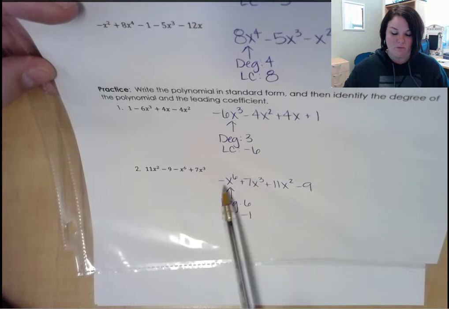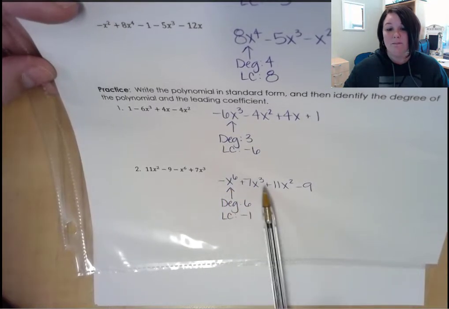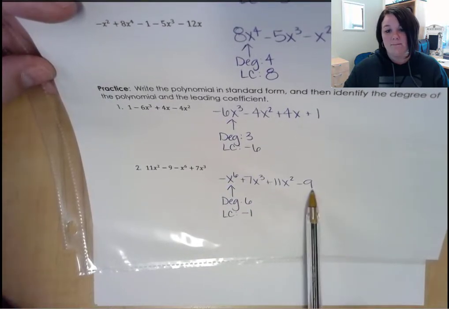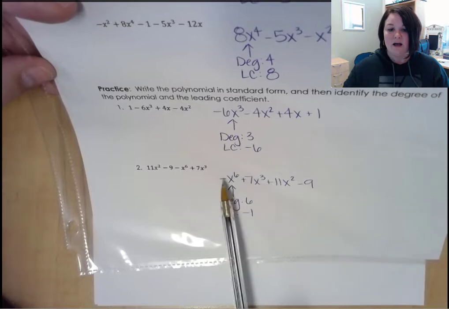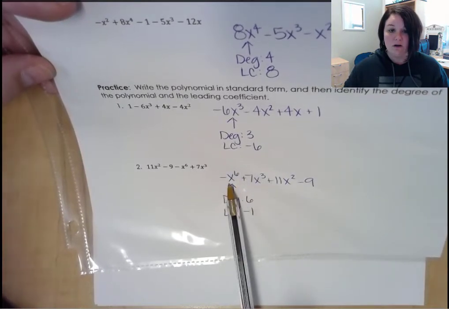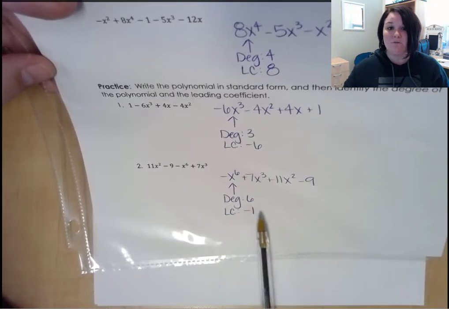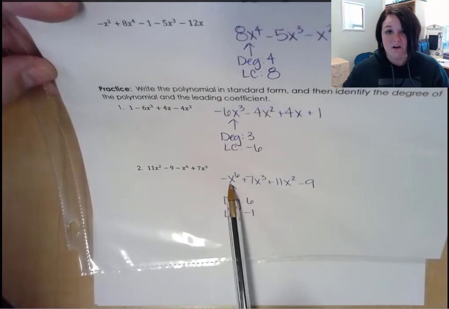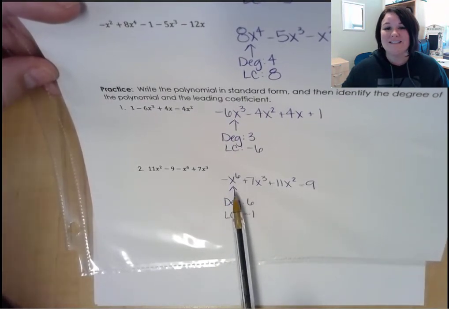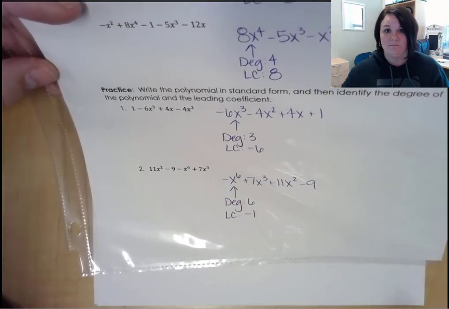On number 2, when we write it in the correct order, we should get negative x to the 6th plus 7x cubed plus 11x squared minus 9, okay? So our highest degree term would be negative x to the 6th power, and that means our degree is 6, and our leading coefficient here is a negative 1. Now notice there's not a 1 written there, but if there's no number written in front of a variable, it's an implied 1. And since there's a negative out front, it would be a negative 1, okay?